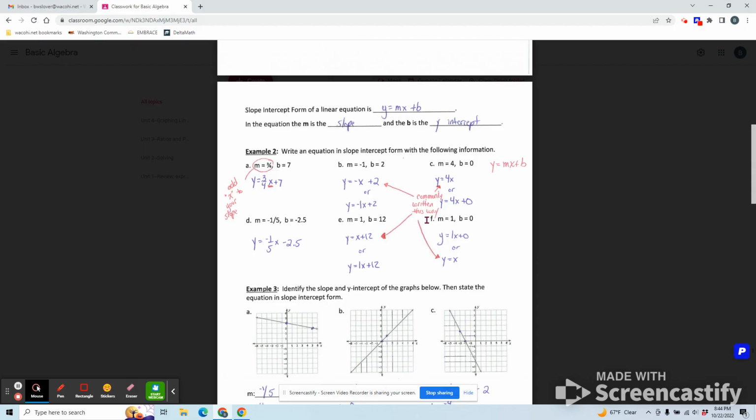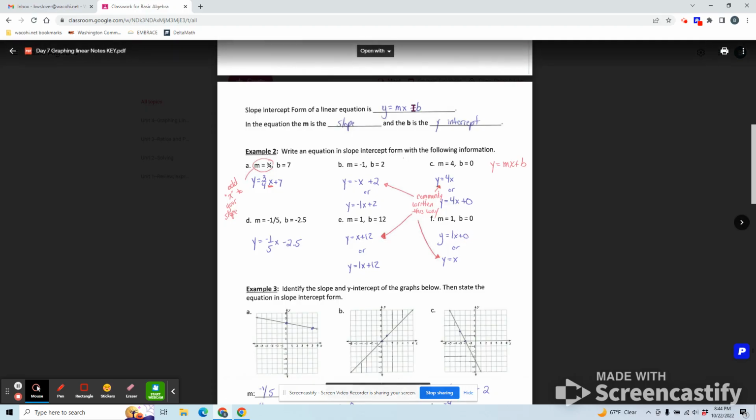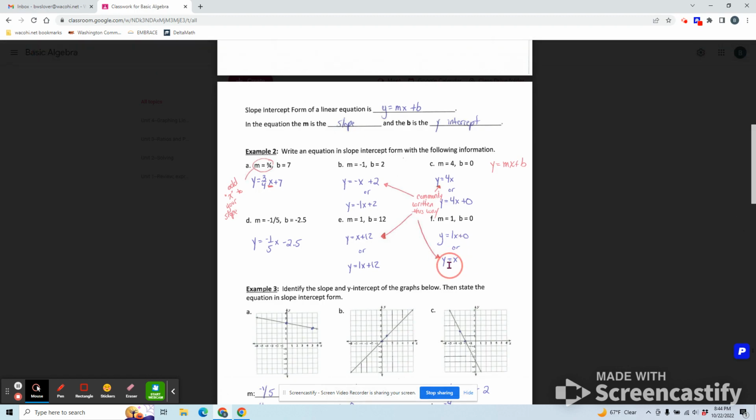So let's look at letter F. My slope is 1, my y-intercept is 0. Remember, 0 is a value. It means I have 0, I have nothing of some quantity or some item. So y equals 1x plus 0, right? I'm following exactly what it says. M is 1, b is 0, substituted in. However, you're probably going to see teachers, myself included, just write it as y equals x. And that's all it is. Okay? But both of those work.